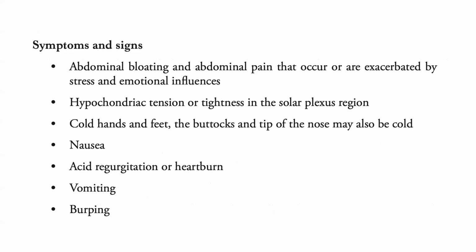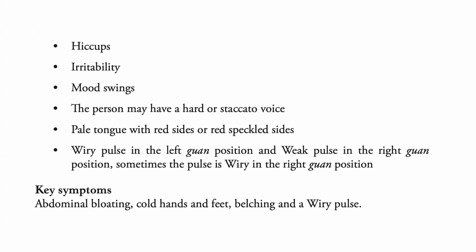Symptoms and signs: abdominal bloating and abdominal pain that occur or are exacerbated by stress and emotional influences. Hypochondriac tension or tightness in the solar plexus region. Cold hands and feet; the buttocks and tip of the nose may also be cold. Nausea, acid regurgitation or heartburn, vomiting, burping, hiccups, irritability, mood swings.